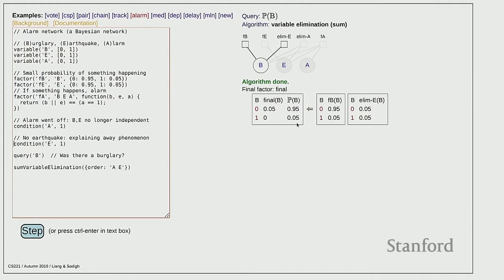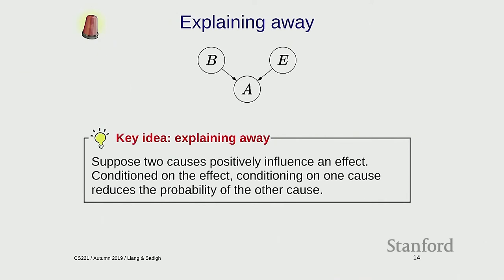And intuitively, it makes sense from this phenomenon called explaining away. Explaining away happens when you have structures that look like this, and suppose you have two causes positively influencing an effect. By positive influence, I mean that if you flip B from 0 to 1, then the probability of A goes up. And so explaining away says that conditioning on the effect, conditioning on one cause reduces the probability of the other one. Okay? At some level this makes sense because A is driven by either B or E, and I don't know which one it is if I just heard the alarm go off.